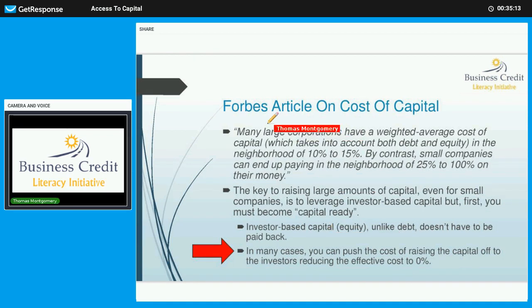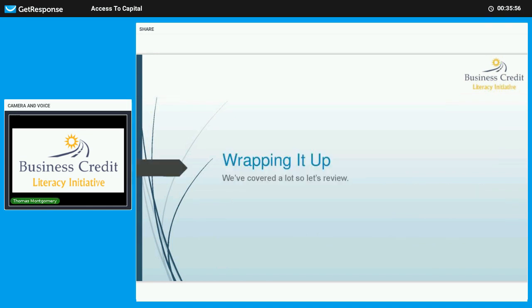An interesting article from Forbes included this quote here: Many large corporations have a weighted average cost of capital, which looks both at debt and equity, in the neighborhood of 10 to 15%. But by contrast, small companies can end up paying in the neighborhood of 25 to 100% on their money. The key to raising large amounts of capital, according to some, is to use investor-based capital. So it's really a concept of using debt-based capital like the three tranches initially, and then maybe down the road having an exit strategy of bringing in investors at the right time, and then that can essentially pay off the debt. But that's more of an advanced strategy that we'll see if it's applicable to you or not.